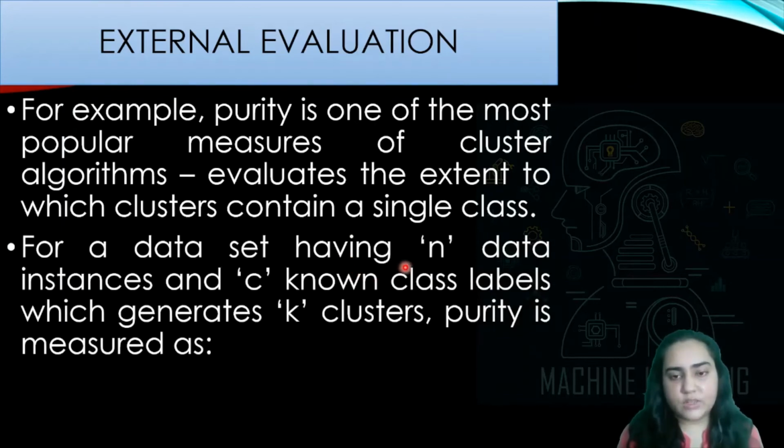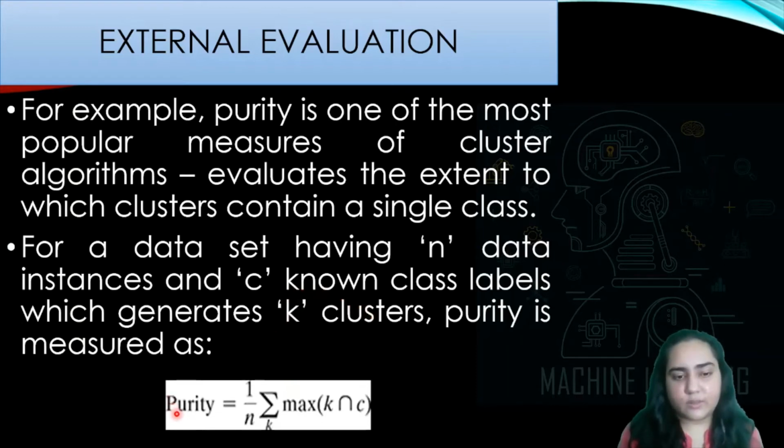For a data set that has n different instances and c known class labels, let's say that your algorithm generates k clusters, you can measure purity like this, which is 1 upon n times sigma over k, where k is the number of clusters, of the maximum of k intersection c. So you're calculating the extent to which clusters contain a single class. This is the value of purity, and this is how you can evaluate clustering.